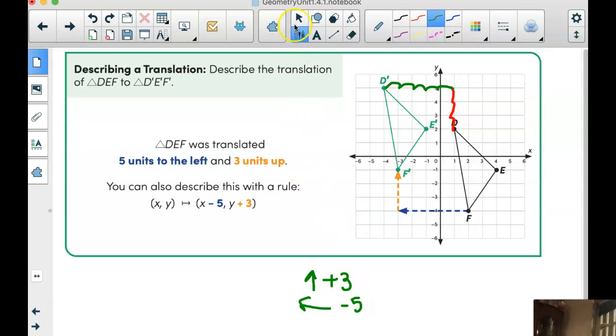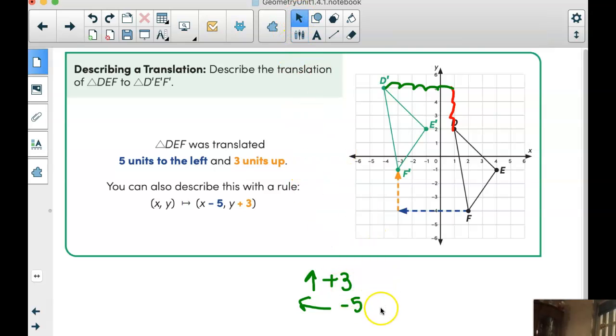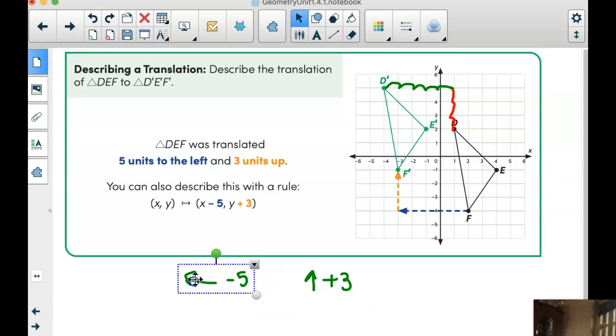So I actually could have written it this way. Hang on, let me do it. Okay, technically you do the x stuff first, but no matter how you do it, whatever works for you, I want you to write the x stuff first. Okay, so the x's, we moved over 5, then we went up 3.